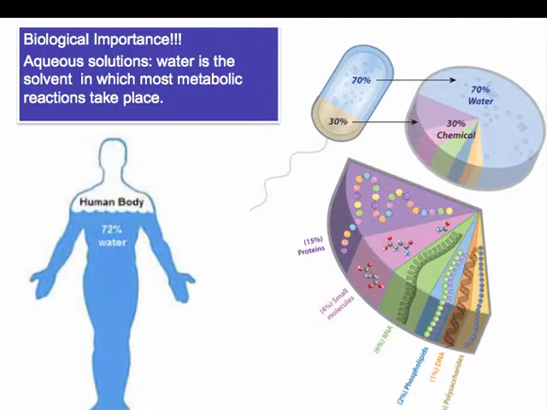Consider that the body, on average, is about 72% water, and cells are about 70% water. You can see why water is going to be a solvent. It makes up the majority of living organisms. So water being a universal solvent is very biologically important. Most of the biological reactions that take place in cells happen because they can take place in water.